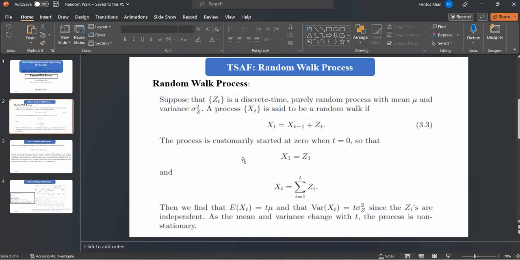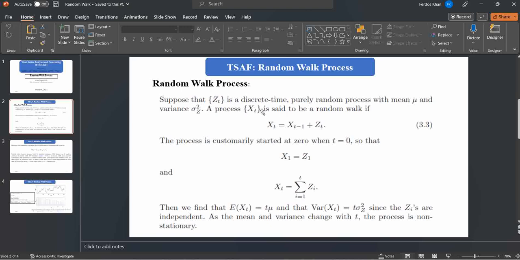Purely random walk process. A random walk process. Suppose Zt is a discrete time purely random process with a mean mu and variance sigma square z. I already told you that you need to know about the purely random process, so you can see this video and the link mentioned in the description of this lecture. Okay, suppose this is a variable, a purely random process with mean mu and variance sigma square z.